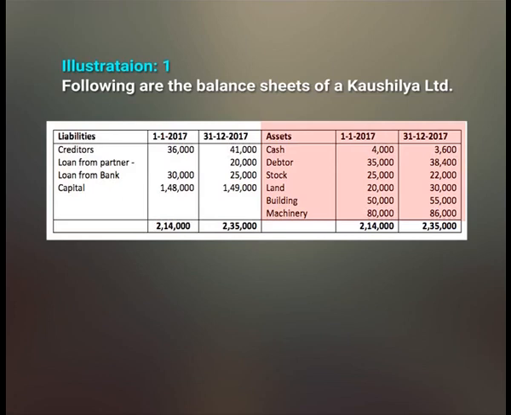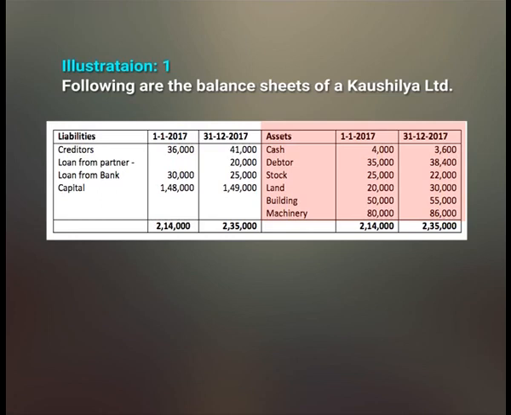Then we have assets for 1st January 2017 and then for 31st December 2017. We are given cash for 1st January 2017, the beginning of the year, as 4,000. Then at the end of the year, it is 3,600. Then we have debtors, which is 35,000 in the beginning of the year and then 38,400 at the end of the year. Then we have stock. In the beginning of the year, it is 25,000. Then at the end of the year, it is 22,000.